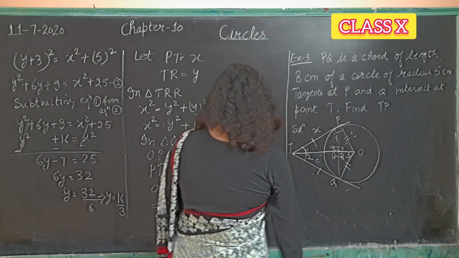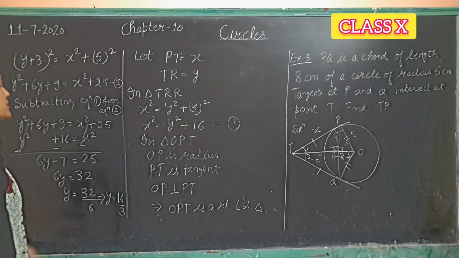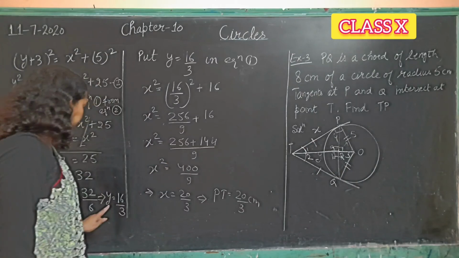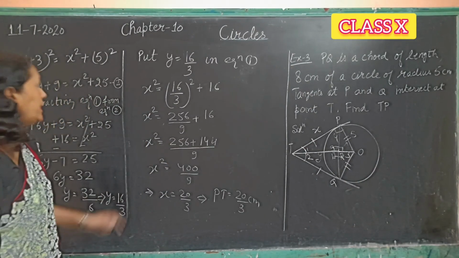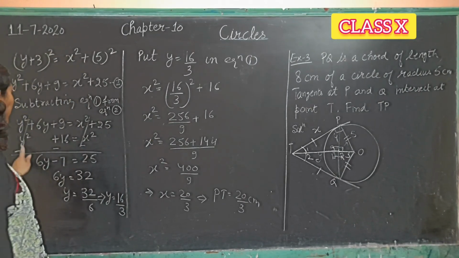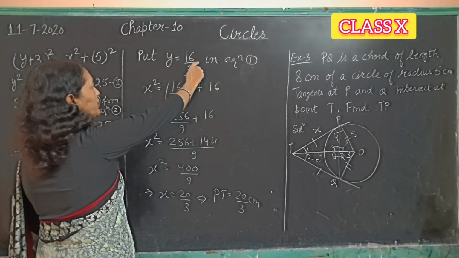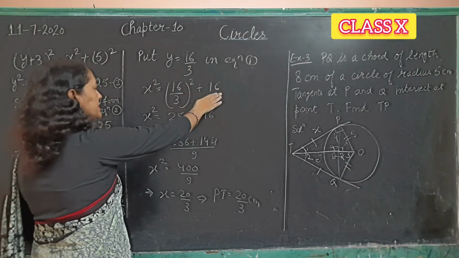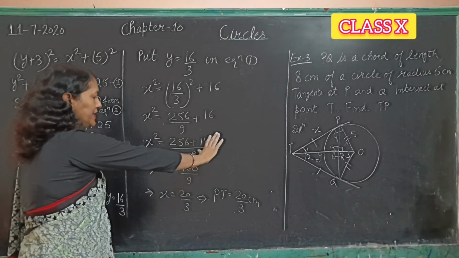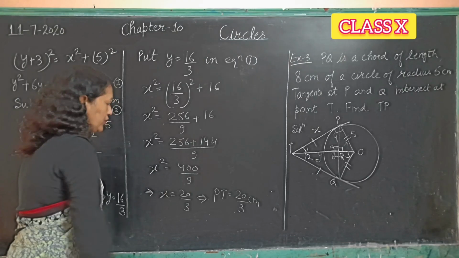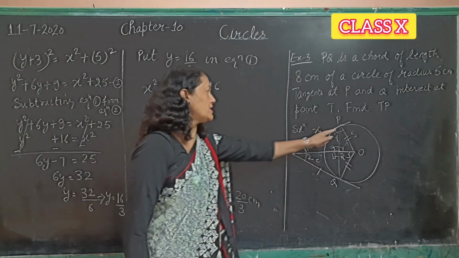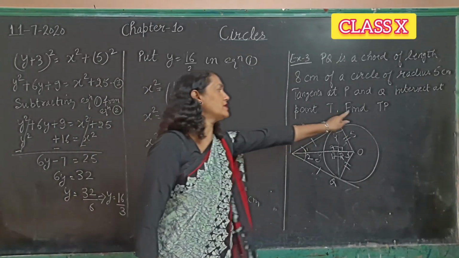Now if we put the value of Y in any of the equations, let us put it in equation number 1. Equation number 1 we were having X square equals Y square plus 16. So in place of Y we will have 16 upon 3 whole square plus 16. Opening the square, 256 upon 9 plus 16, taking LCM we got 400 over 9, and the value of X comes out to be 20 upon 3. X means what? PT is equal to 20 upon 3 centimeter. This is what was being asked.